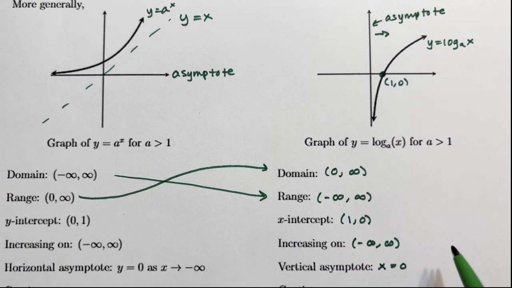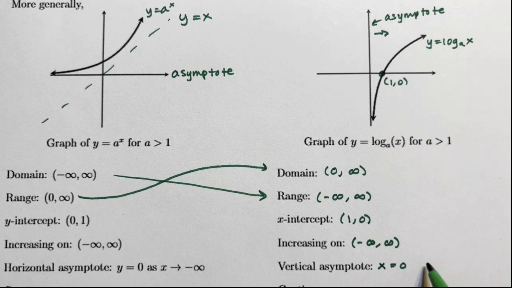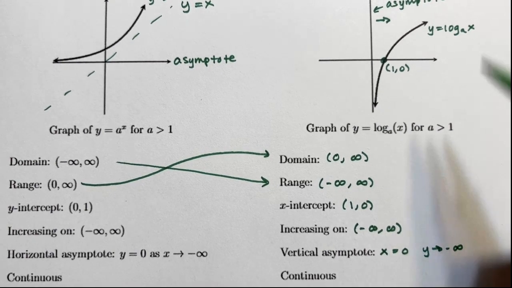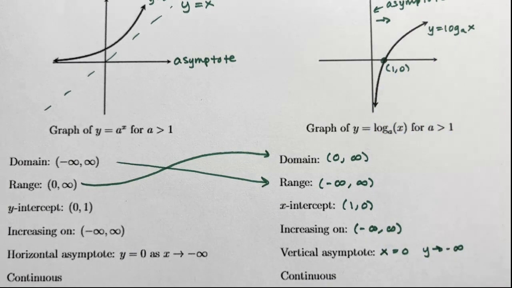And it would be as y goes to negative infinity. And both graphs are continuous. There are no holes, there are no little jumps. They're both completely continuous functions. So this is how the exponential and log look and how the different pieces act for these two inverse functions.